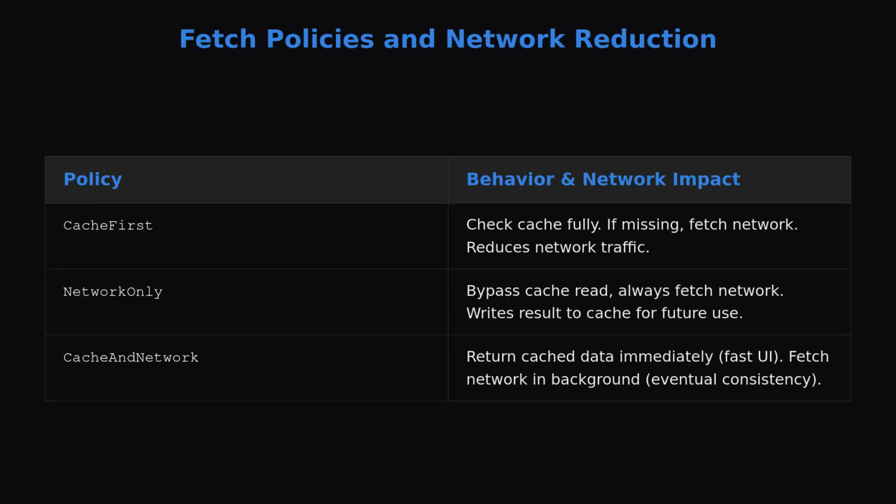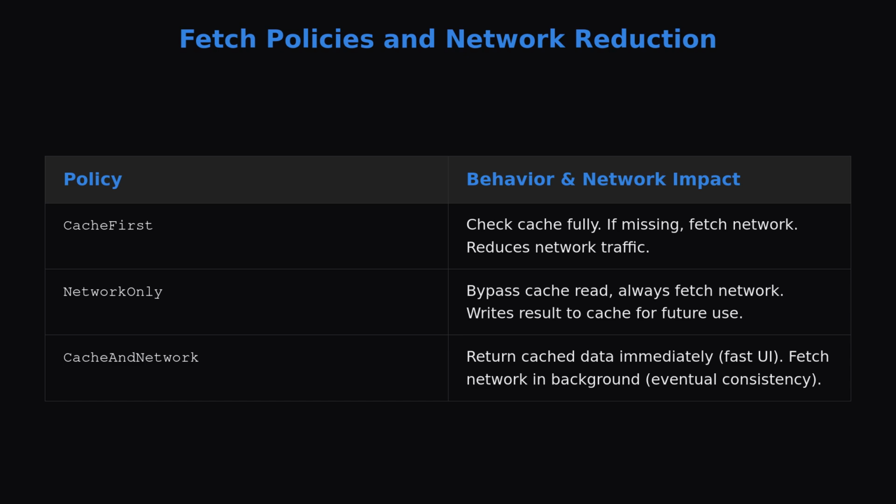Fetch policies govern the interaction sequence between the local cache and the network. The CacheFirst policy attempts to fulfill the entire request using only cached data. If any required field is missing, the client falls back to executing a network request. NetworkOnly strictly bypasses reading from the cache, but always writes the resulting response back into the cache for subsequent operations. CacheAndNetwork is used for optimal perceived performance.